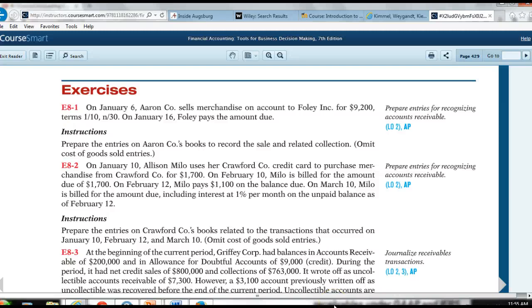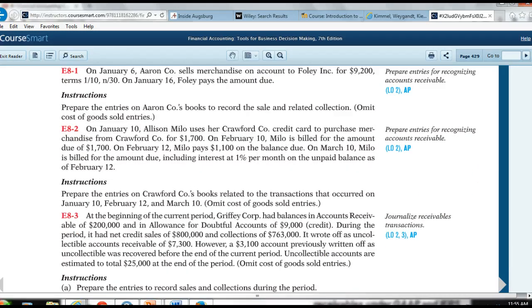Okay, we're going to take some time and go through several problems at the end of Chapter 8 so we can work it through together. Let's start with Exercise 8-2.